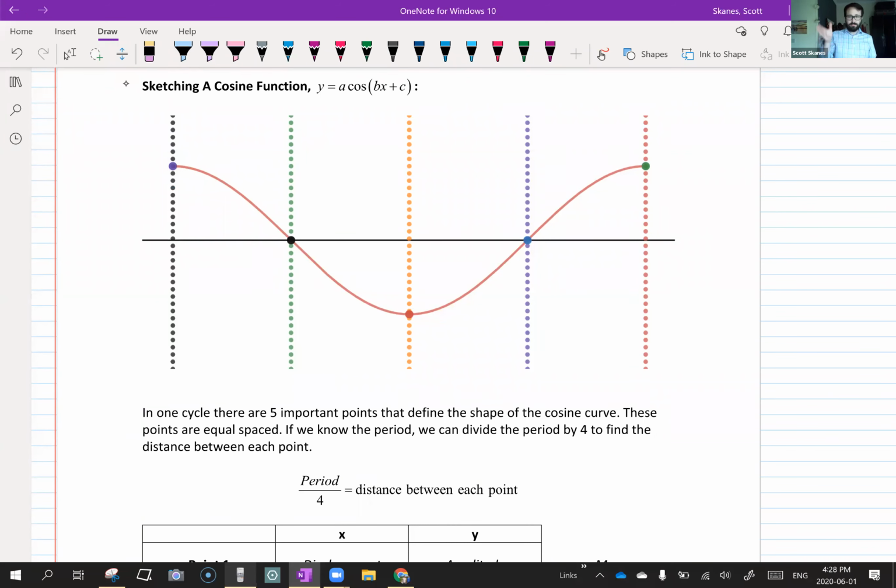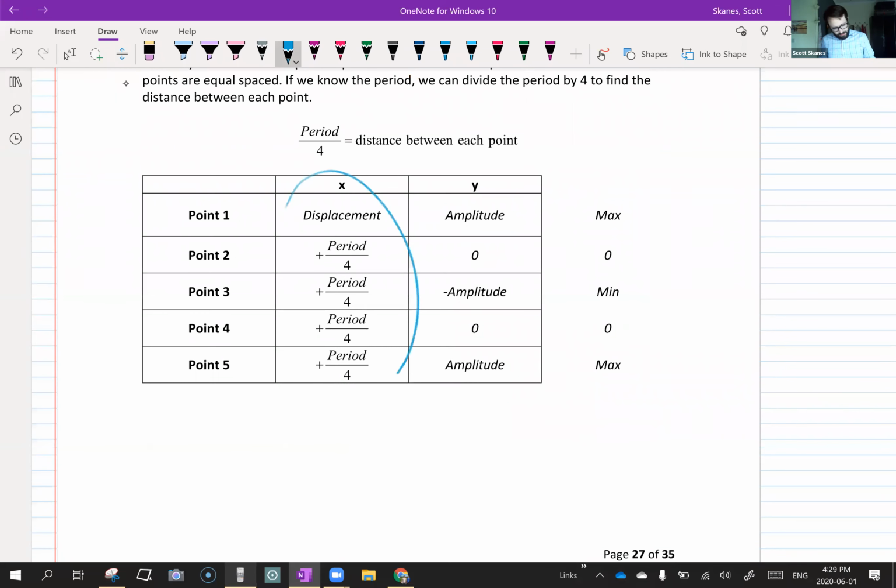And like you said, Ali, max, 0, min, 0, max. Exactly. All of this is exactly the same. The only difference is this, which is exactly what you said. For cosine, it's max, 0, min, 0, max. For sine, it was 0, max, 0, min, 0. That is the only difference. The rest of the question is exactly the same, which is why I'm only doing one example on it.